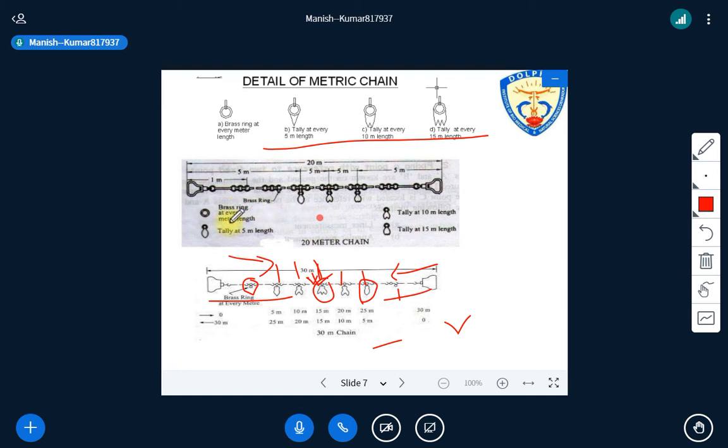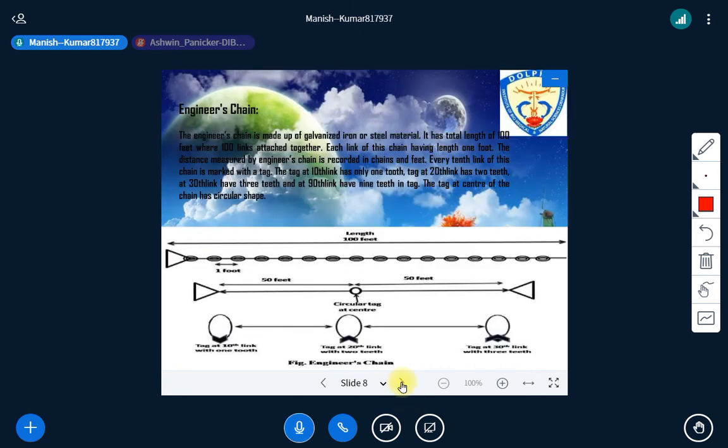Similarly, in the 20-meter chain, from this side it is 5 meters, and this is 10 meters. In the 20-meter chain, 10 meters is the midpoint, so we can use this kind of notation, or this kind of tally, for a 20-meter chain. The things have been written over here. I hope it is clear. Yes, sir. Is there any question from anyone? If anyone has a question, he or she can ask.